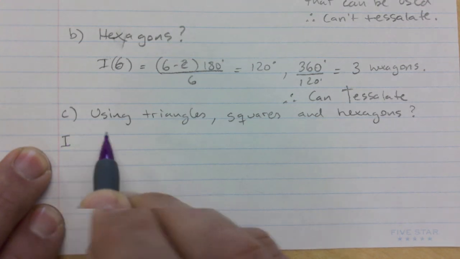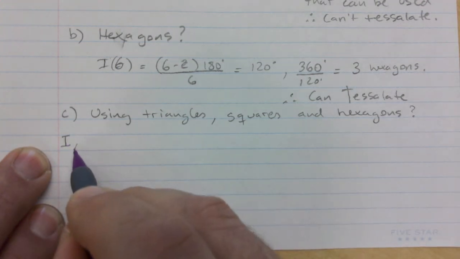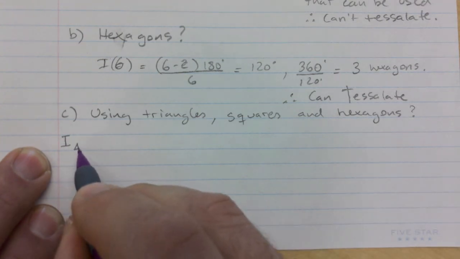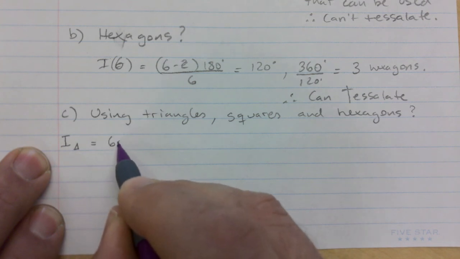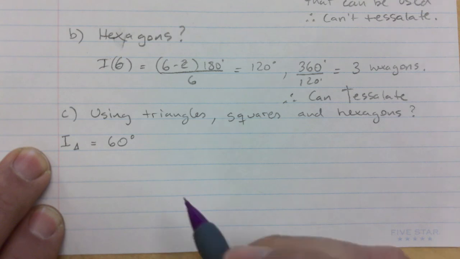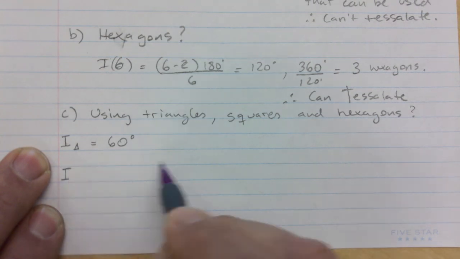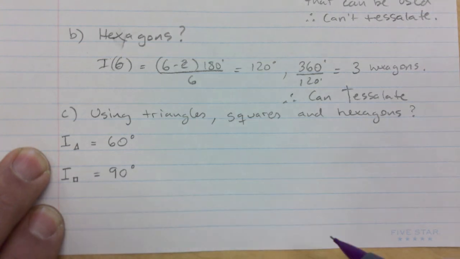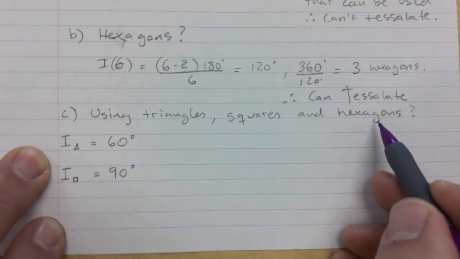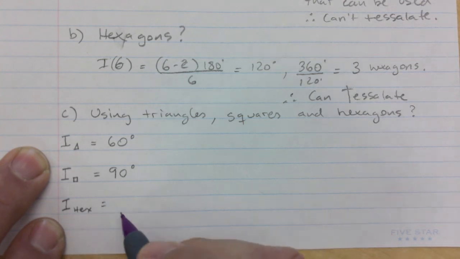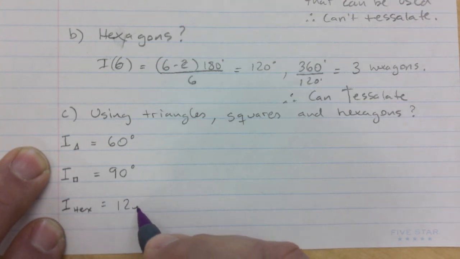And we're assuming they're all regular, by the way. It wouldn't work if they're not regular. So the interior angle of a triangle, we know already, you don't have to calculate that, I'm okay with you just stating it, is 60 degrees. The interior angle of a square, we know is 90, you don't need to calculate that. Hexagon, we just did. So the interior angle of a hexagon is 120 degrees.